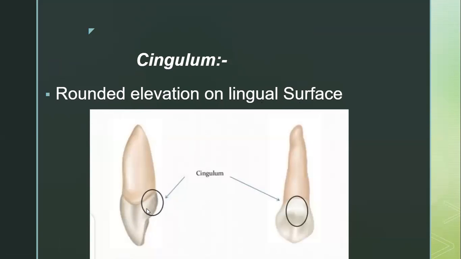As you can see in this picture, here we have a rounded elevation. Here is the cervical line. This is the distal aspect of the tooth shown. This is the lingual aspect of the tooth shown, right? Here we have a cingulum, that is the rounded elevation of the tooth just adjacent to the cervical line, right? As you can see, cingulum is basically a characteristic of anterior teeth. It is located in the anterior tooth near the cervical line on the lingual surface of the tooth.